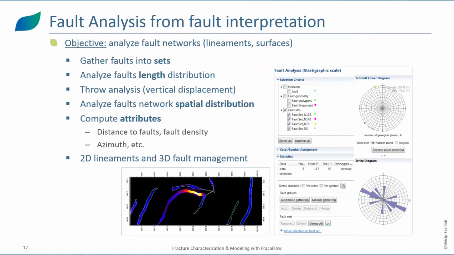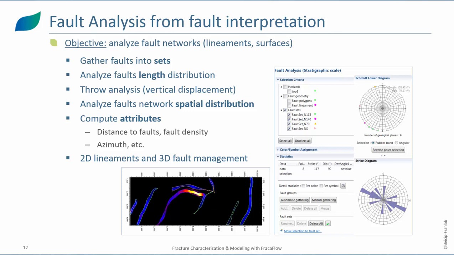Regarding the faults, you have different tools for analyzing faults from the fault interpretation data, such as fault lineaments, polygons, or surfaces. The idea is quite the same. You're going to gather faults in fault sets with the extracted statistical parameters for each fault set in terms of length distribution, throw, and fractal dimension.